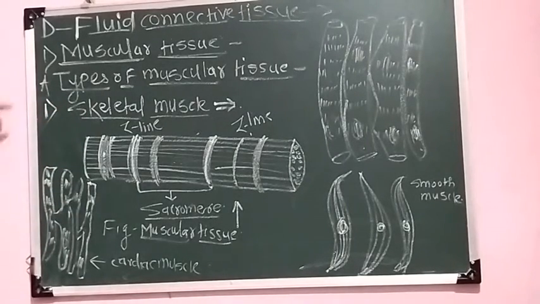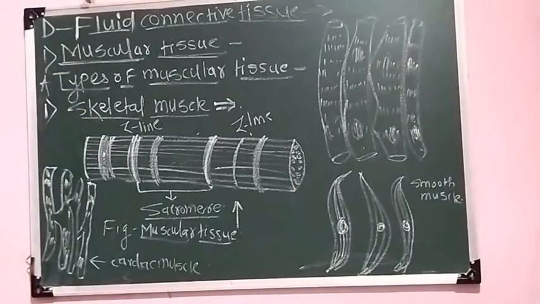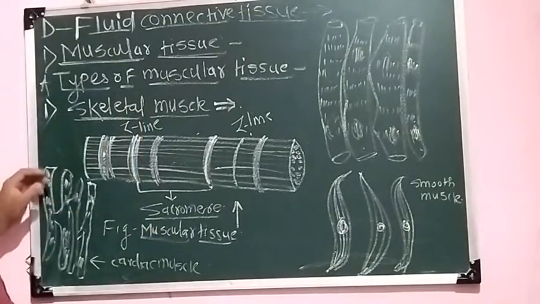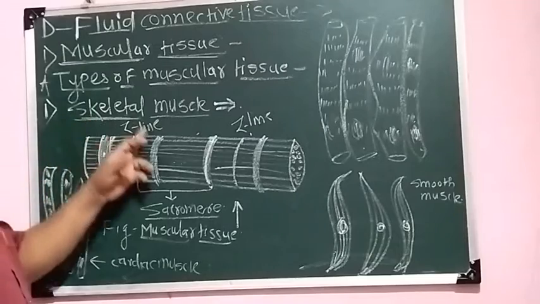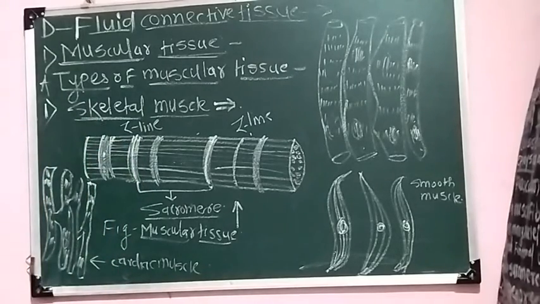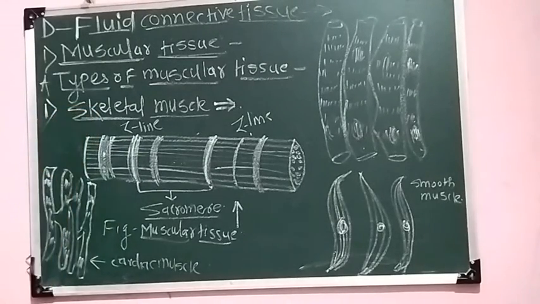Let us move towards the types of muscular tissue. First one is skeletal muscle. Skeletal muscle is found attached to the bones. So that's why these are known as skeletal muscles. Skeletal, S-K-E-L-E-T-A-L. So skeletal muscles are found attached to the bones.